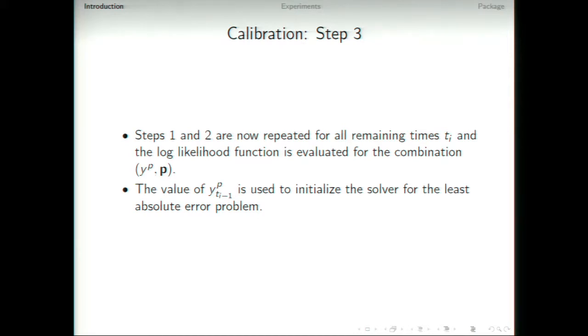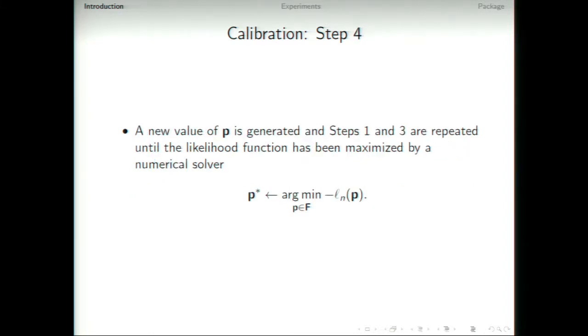And we've done this at one time step now. And we now repeat this step for all remaining times using the value that we obtain for our variance to hot start the numerical solver at the next time step. And therefore we can infer a set of variances dependent on our choice of parameter P. And then we can repeat the whole step iteratively using some sort of nonlinear solver, and we minimize the negative of the log likelihood.